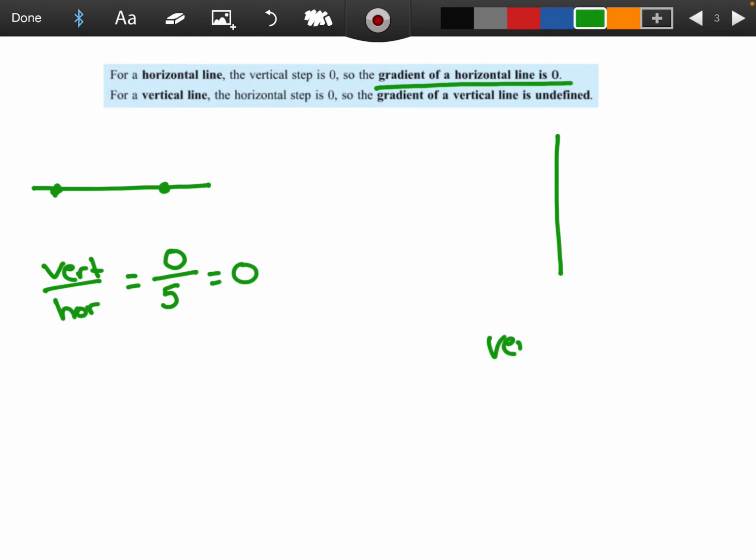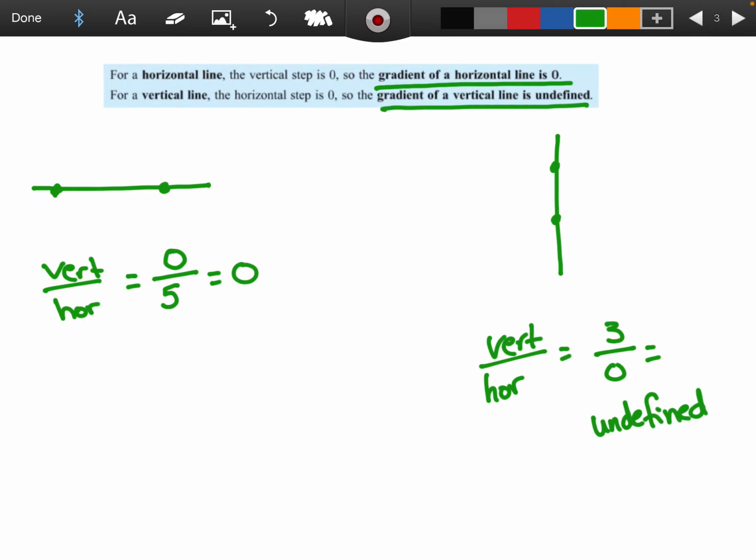On the contrary, if we do vertical step over horizontal step for a vertical line, and you arbitrarily pick 2 points on the vertical line, let's imagine you have a vertical step of 3. It doesn't matter what it is. You have a horizontal step of 0. If you get a calculator out and you do 3 divided by 0, you end up with an error message because you cannot divide something by 0. You can't divide something into 0 parts. So this gives you what is known as an undefined slope. It is undefined because you cannot actually divide by 0.